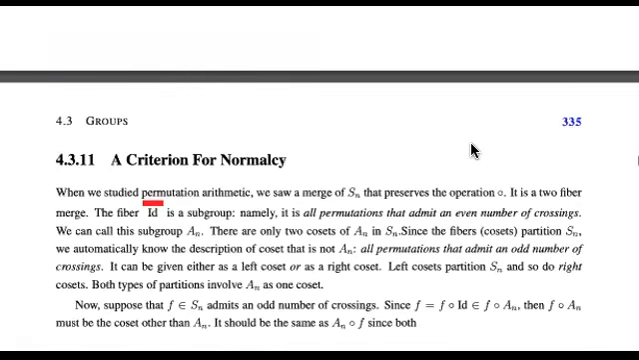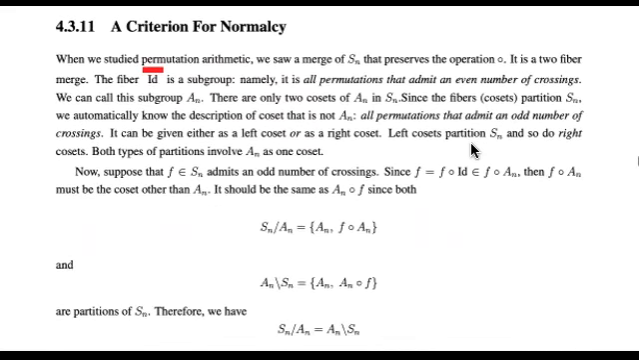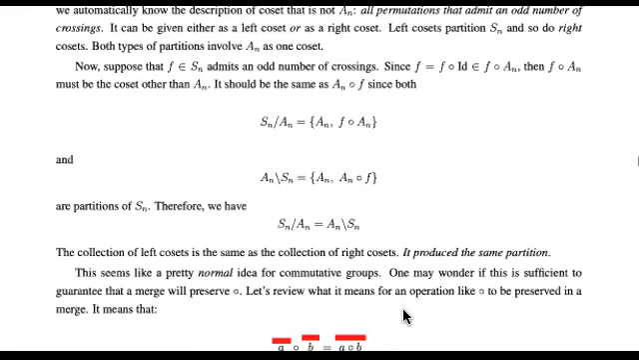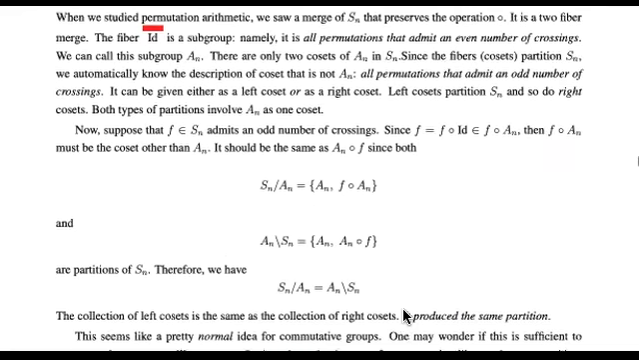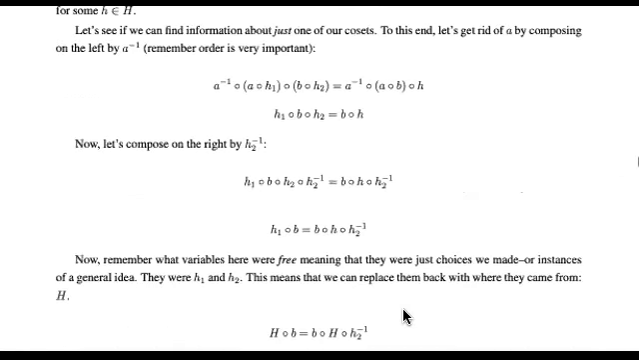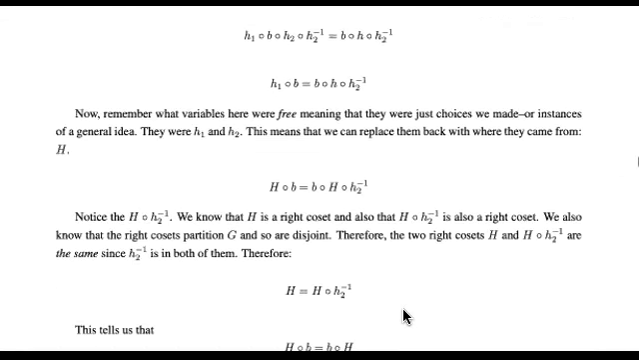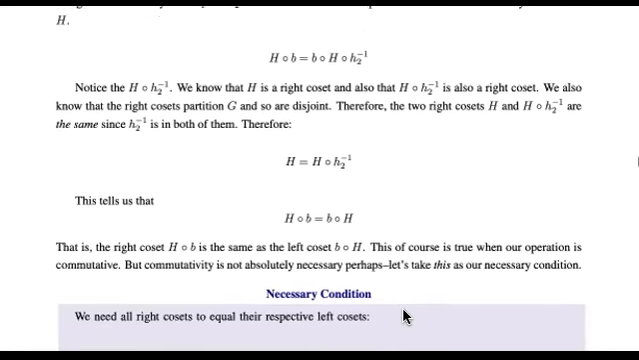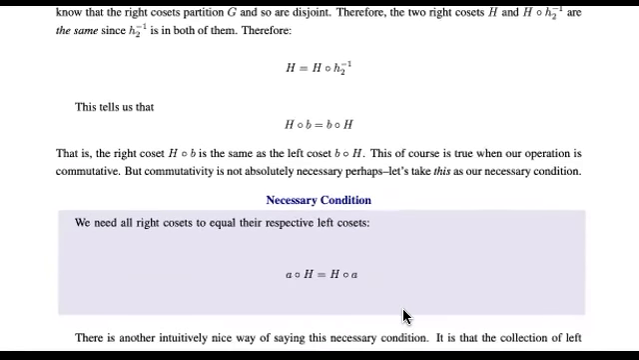In closing, let's take a look at one more idea from this section, a criterion for normality. In this little subsection, there's a proof given, but the idea is it's a way of testing that you actually have a normal subgroup.